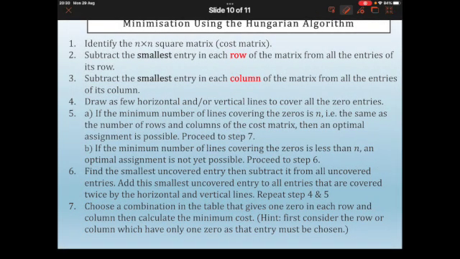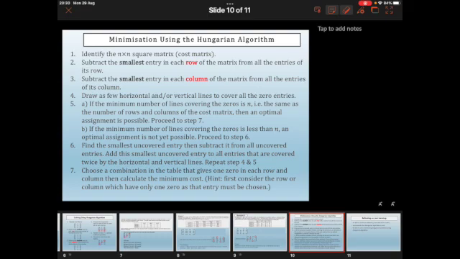Alright, here is step 5b. If the minimum number of lines covering the zeros is less than n, an optimal assignment is not yet possible. Go to step 6. This time you need to find the smallest uncovered entry and then subtract it from all uncovered entries. And then add the smallest uncovered entry to all the entries that are covered twice by the horizontal and vertical line.